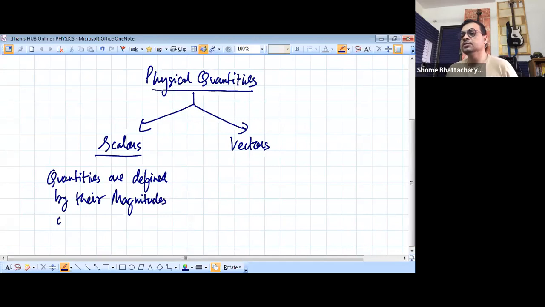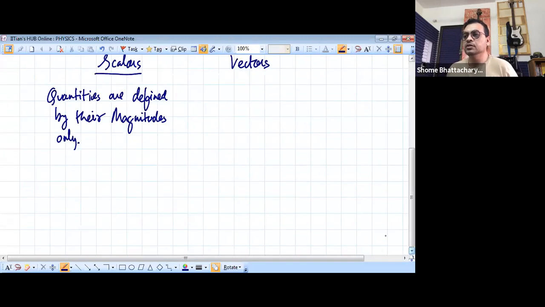So magnitude ka matlab kya hota hai? It is just an amount of that physical quantity. So for example, if we talk about mass, okay, we might define the mass of a body, let's say M1, as 5 kilograms. Or if we talk about volume, we might define the volume of an object as V equal to 20 milliliters. So it is just defined as a magnitude or as an amount.